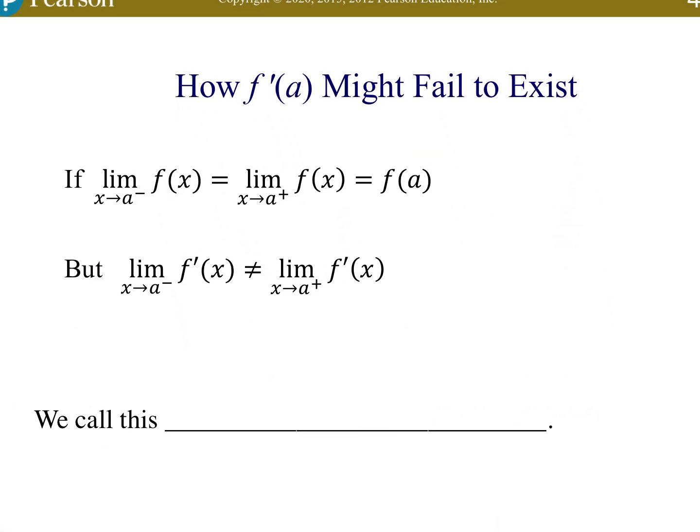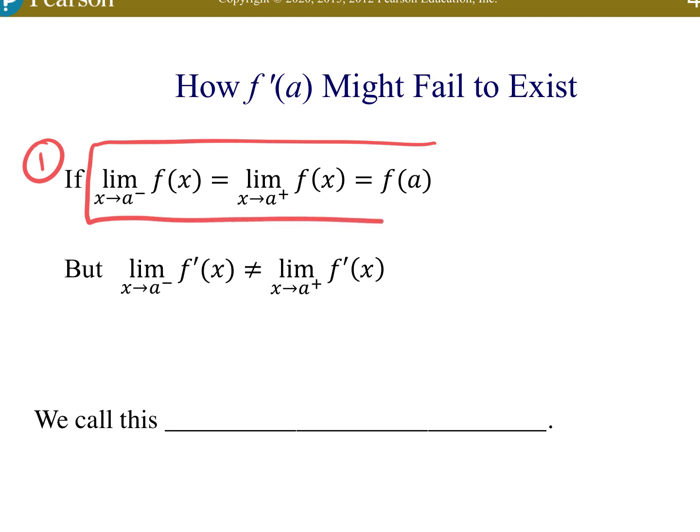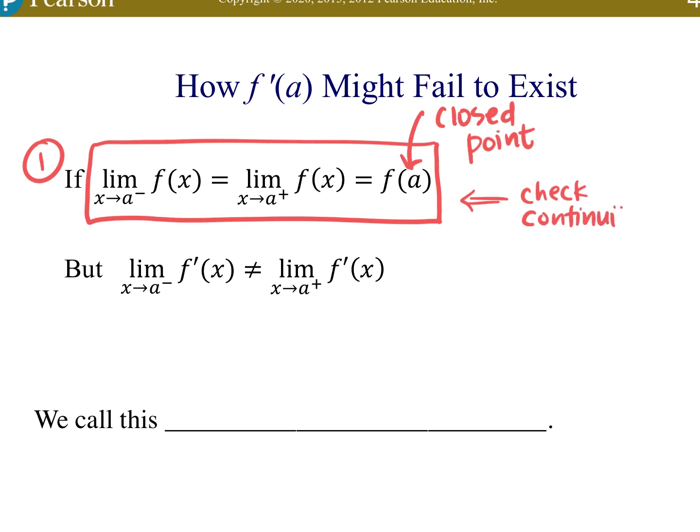Okay, so here's the process. Step 1: checking all of these things for continuity. You need to check the left-hand limit. You need to check the right-hand limit. You need to check that there's a closed point. All of that is checking continuity first. So you have to establish continuity, meaning all the requirements of continuity are met.